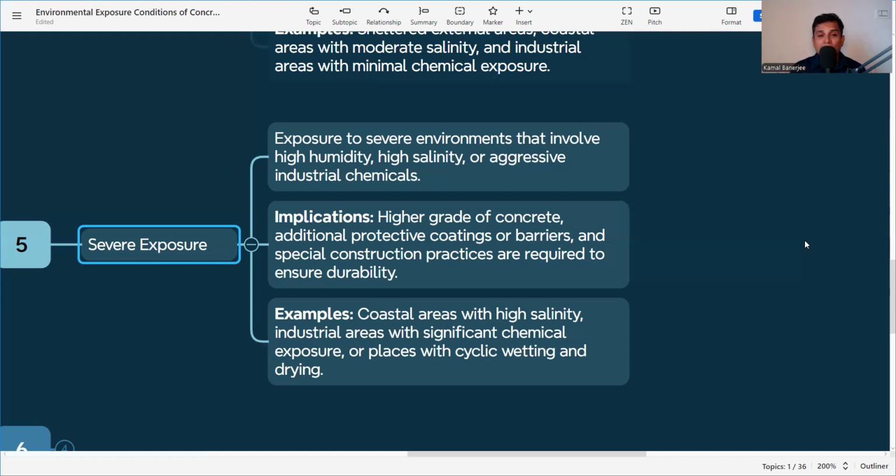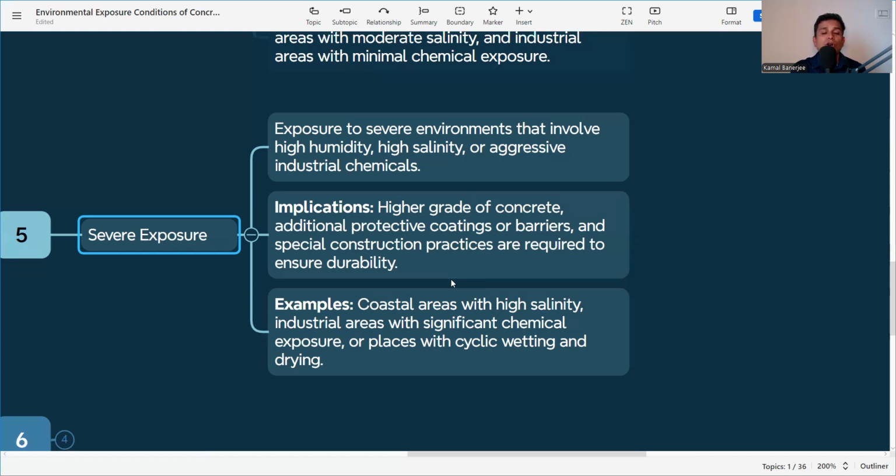And if it starts corroding, the volume will increase, the concrete will crack, swelling will happen. So our serviceability will be affected, and our structural stability will be in a problem. So that is why it has to be protected, so that my concrete and the reinforcement have no detrimental effect. So what is the implication? That is higher grade of concrete, additional protective coatings or barriers, and special construction practices are required to ensure durability.